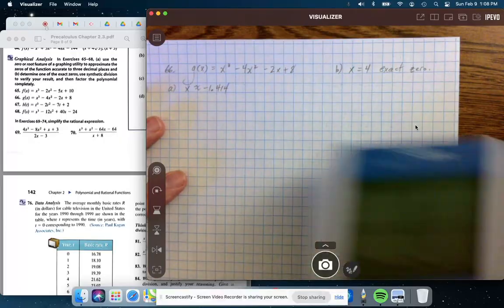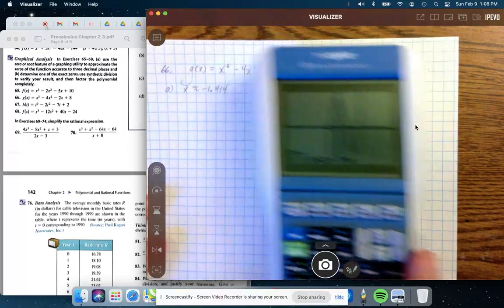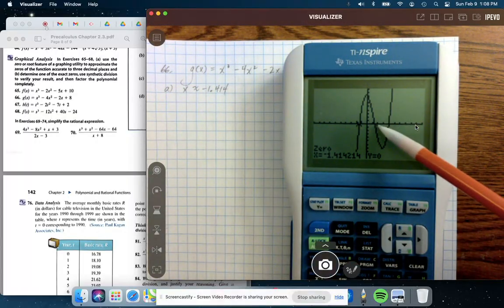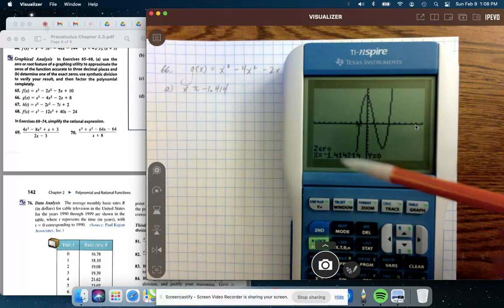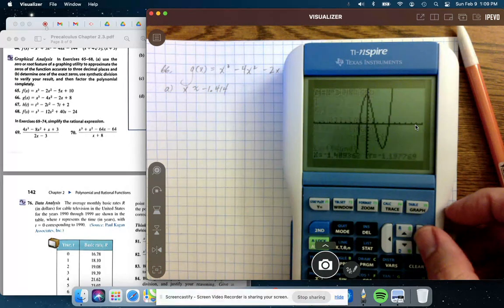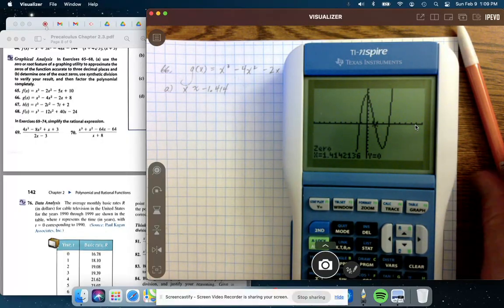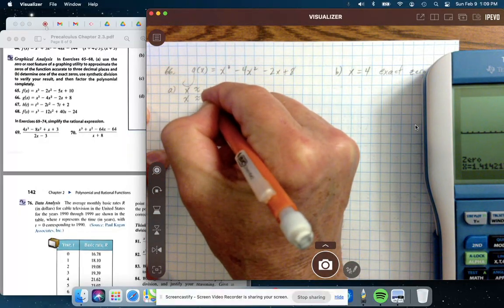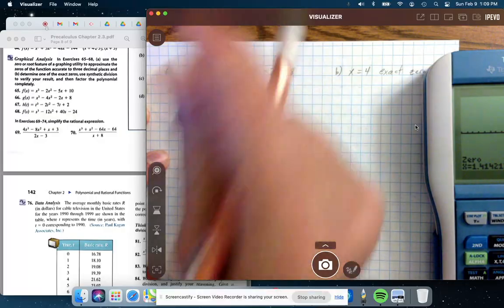All right, and then now remember what I told you. That's irrational, right? I recognize that. That's the negative square root of 2. Irrational zeros always occur in pairs. So that means this other one's got to be positive square root of 2, which is going to be positive 1.414. So let's see. Zero. Enter. Enter. Enter. There it is.